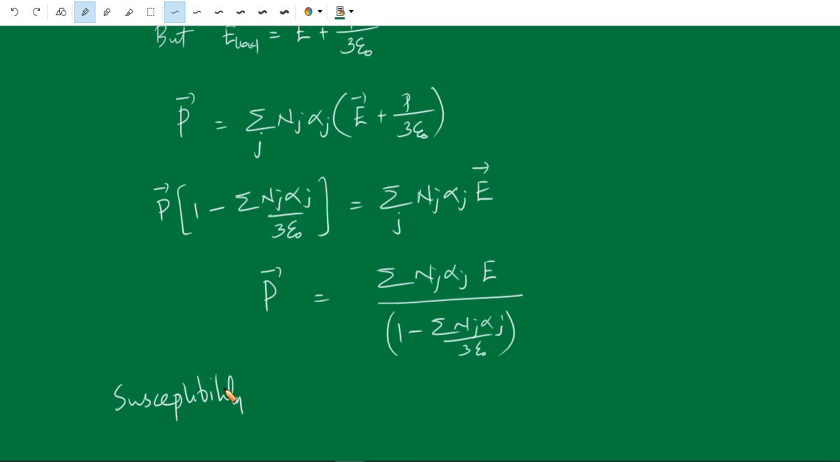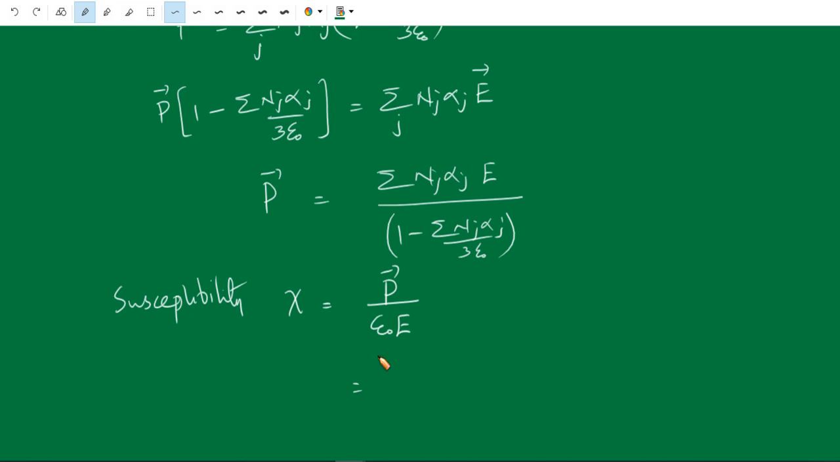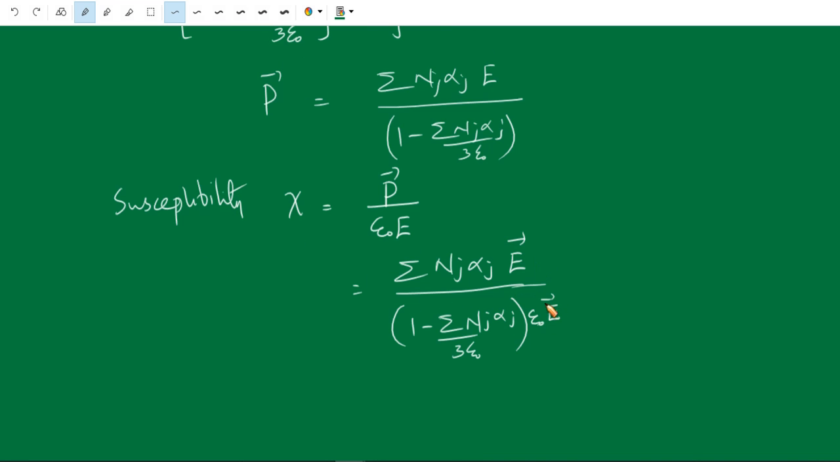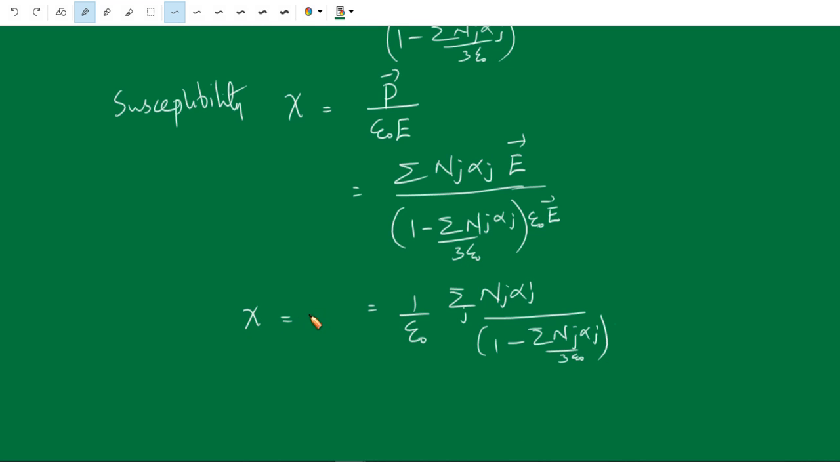But the susceptibility chi is equal to the polarization vector P divided by epsilon 0 E. Substituting the expression for P here, summation Nj alpha j into the macroscopic field E divided by 1 minus summation Nj alpha j divided by 3 epsilon 0, divided by epsilon 0 into E. So this E and E get cancelled, so therefore this can be written as, so this is chi. Chi is equal to epsilon r minus 1.